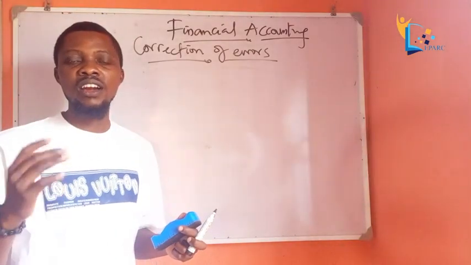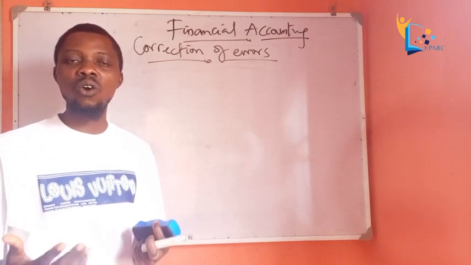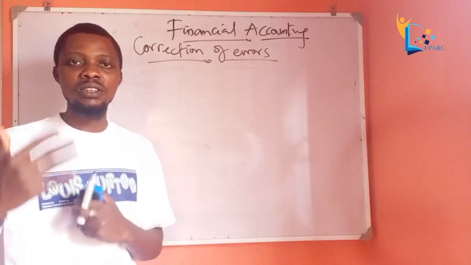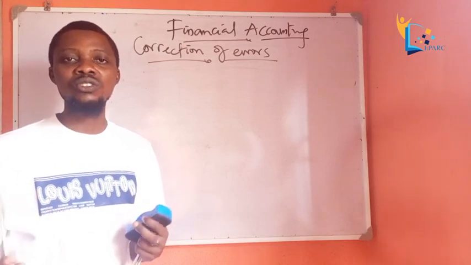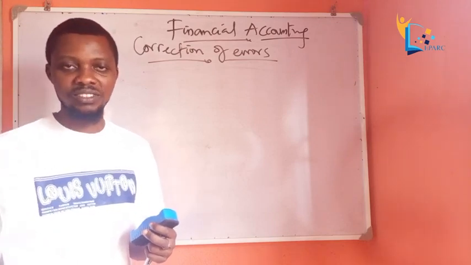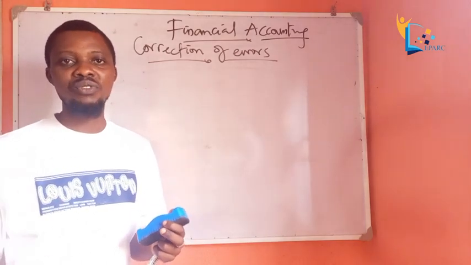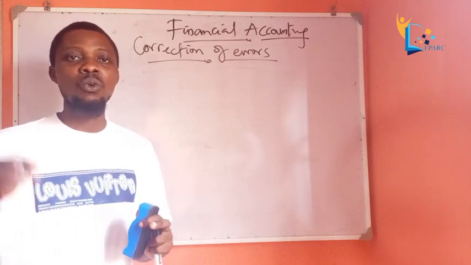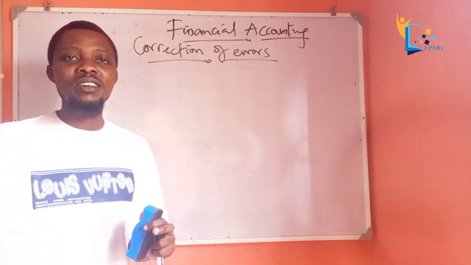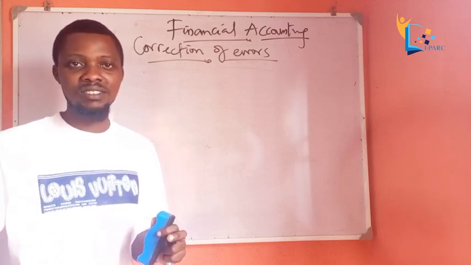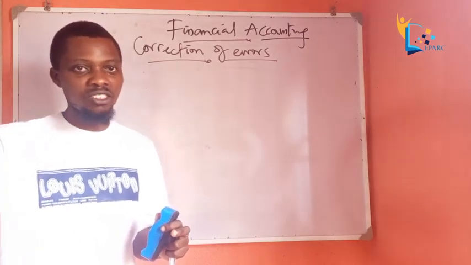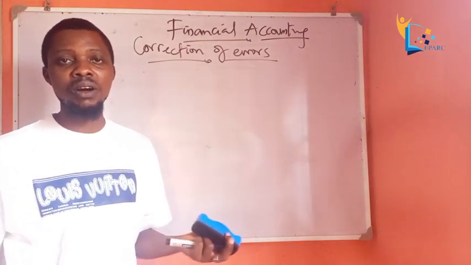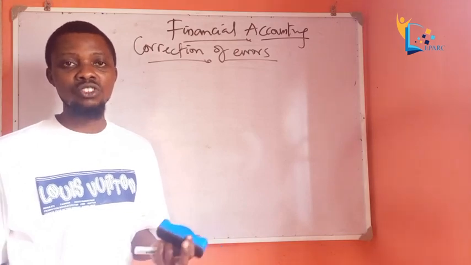The first one, errors that affect the trial balance. Then the second set, errors that do not affect the trial balance. Or let me take it this way. The first set of errors are errors that do not affect the trial balance. That means they will not stop the trial balance from balancing. Whether you commit those errors or not, the trial balance must stay balanced. Remember the trial balance is the list of balances extracted to test the arithmetic accuracy of our postings or our transactions. That's what the trial balance is.